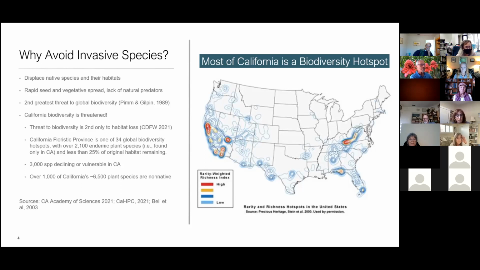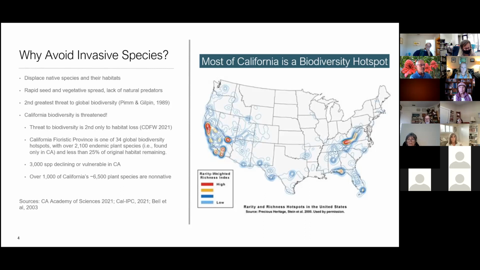Or if they escape to agricultural areas. Typical for invasive species, as a general rule, is they have rapid seed and or vegetative spread. So they spread rapidly, and they lack natural predators. They don't have the bugs, the fungal diseases and other things in their new habitat that can control them. They're considered the second greatest threat to global biodiversity, and in California, similarly, second greatest only to habitat loss.